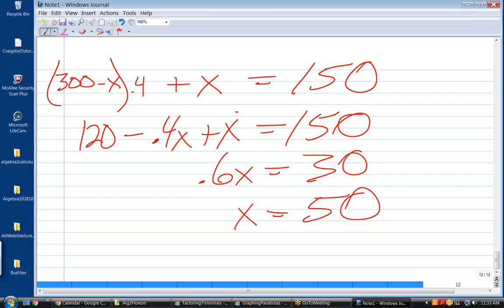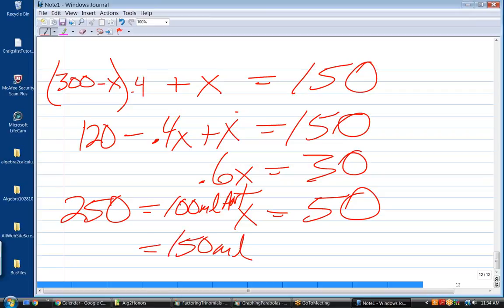I need to drain 50 milliliters out and add 50 of pure antifreeze. Let's see if that works. Okay, if I drain 50 out, I'm left with 250 in the radiator. It's a 40% solution, so I have 100 milliliters of antifreeze. Now I'm going to pour 50 milliliters of pure antifreeze into that radiator, giving me 150 milliliters of antifreeze. So that's the answer. You drain 50 milliliters out and you replace it with pure antifreeze.